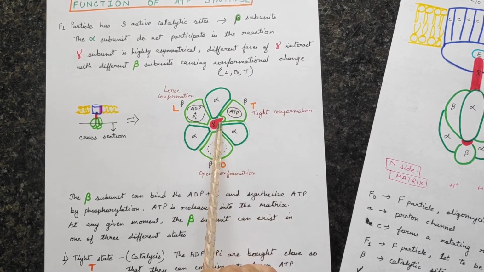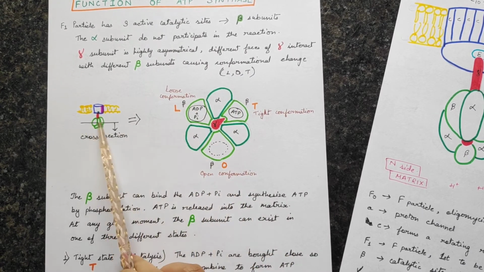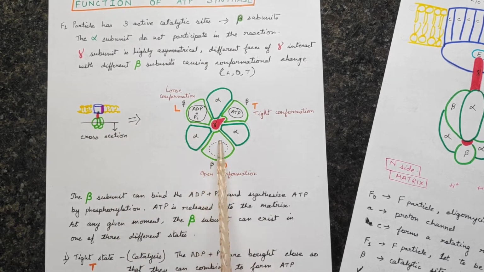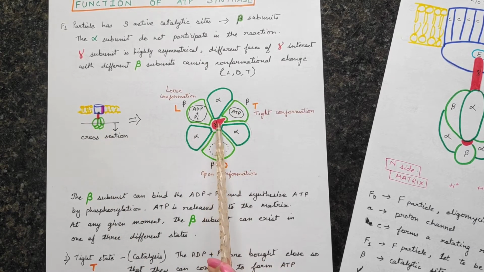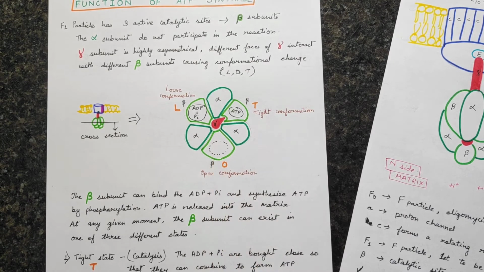First look at this particular diagram. This is the cross section through the F1 particle. In the center you can see the gamma shaft, which is attached to the F0 and comes through the center. There are 3 alpha subunits which do not take part in the ATP synthesis, and there are 3 beta subunits which take part in the synthesis of ATP.